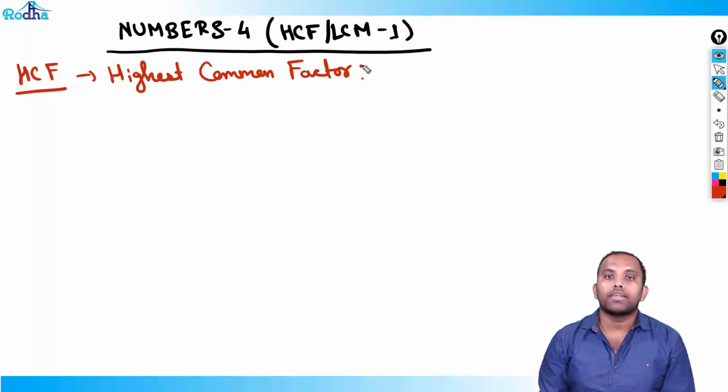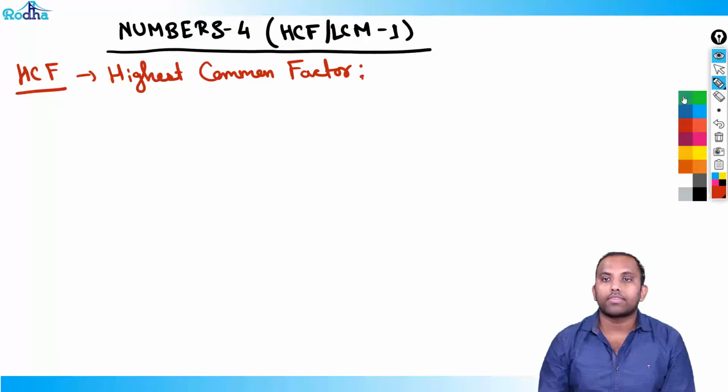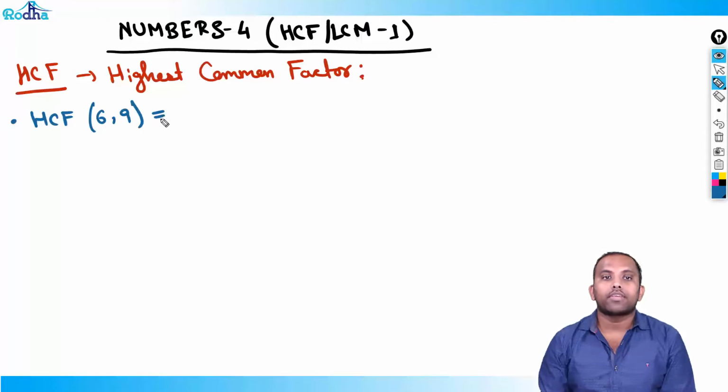Now, highest common factor means, in between some numbers, what is the highest common factor? The most basic thing I'll discuss first: what is the HCF of 6 and 9? Very easy. The common factor present in both 6 and 9. Obviously, it can be directly looked upon, no need to take any rules. Simply I can say 3. HCF of 6 and 9 is 3. Or HCF of 10 and 15 is 5.